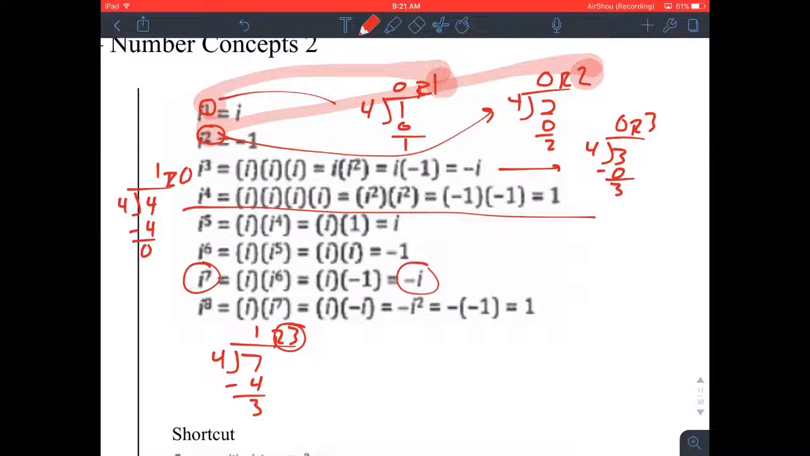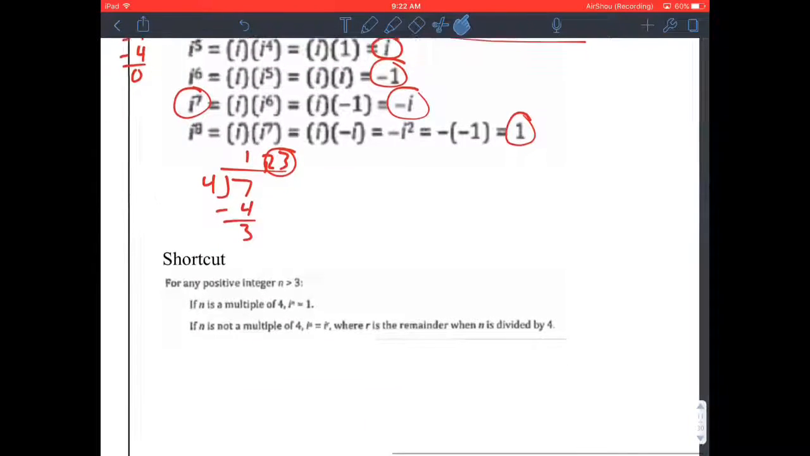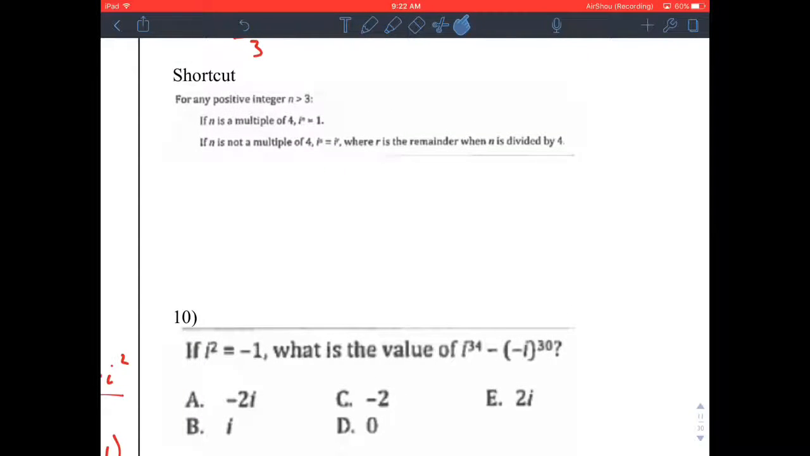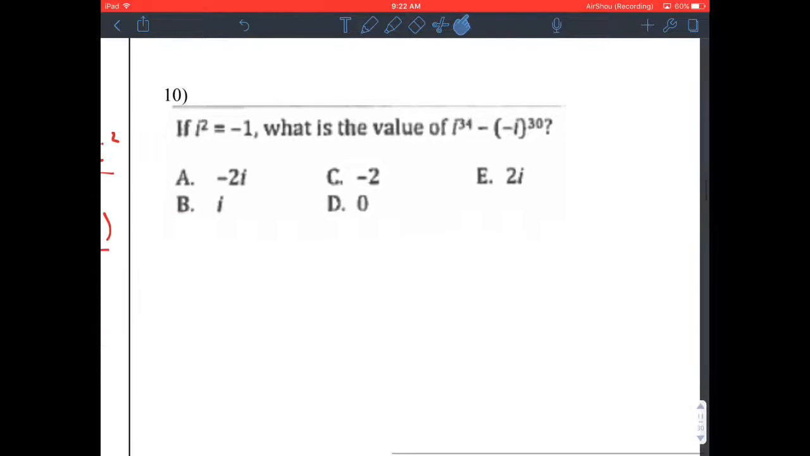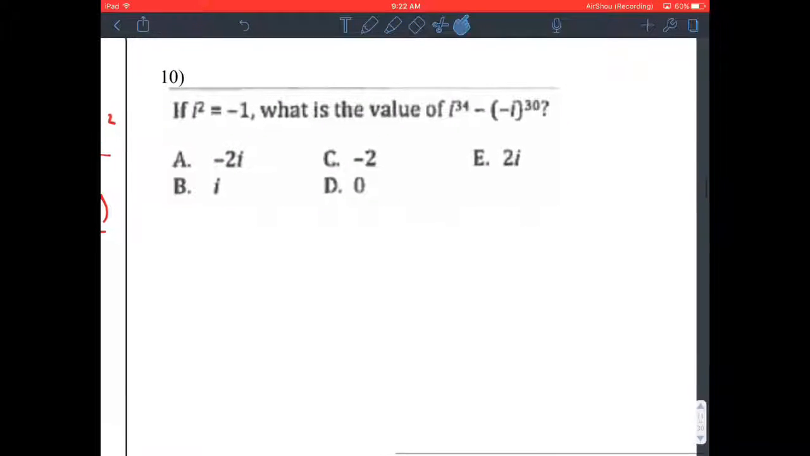Every time you get a remainder of 1, if you divide the exponent, you're going to get i for the answer. If you divide the exponent by 4 and you get a remainder of 2, you're going to get negative 1. And if you get a remainder of 0, you're going to get 1. I'm not suggesting you memorize that. I'll just derive it each time. It doesn't take nearly as long as it did there. So there's a shortcut there. I kind of like what I just did better than the shortcut.